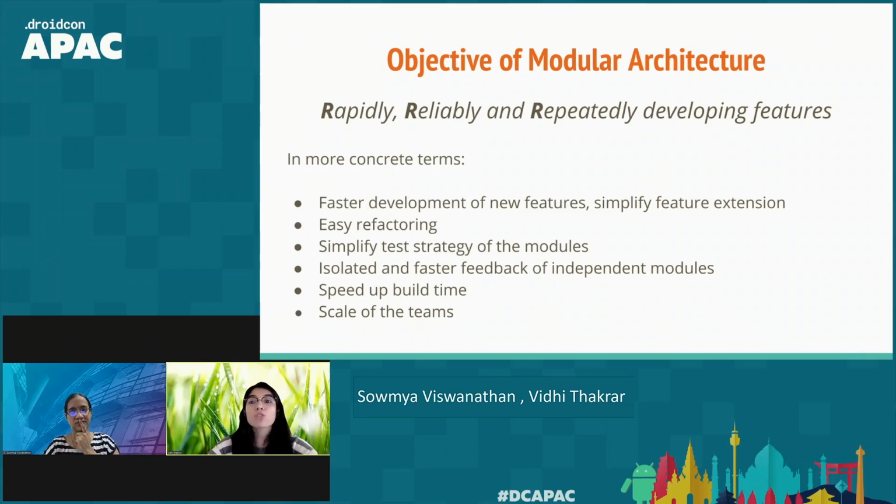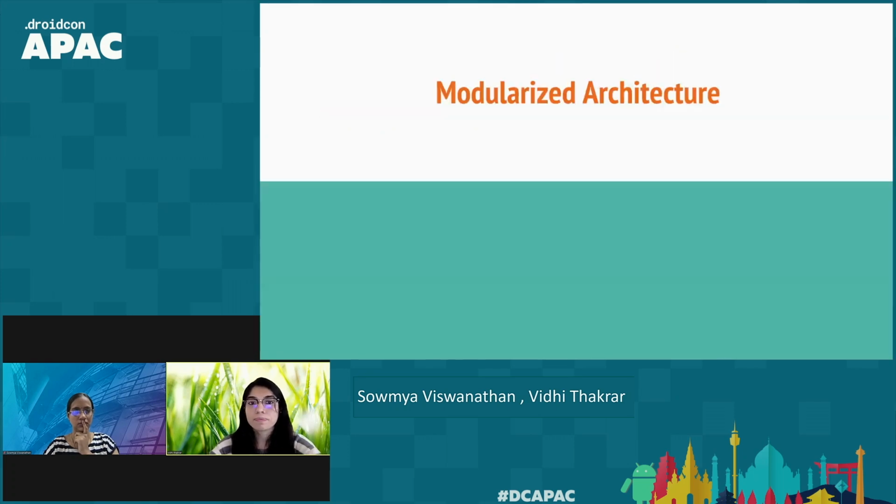So that was the objective which we have set for ourselves for modular architecture. Now as we understand the pain points and as we know the objective which we have set for ourselves, let's talk about the modularized architecture, that is, how can we now split the whole application into multiple modules.